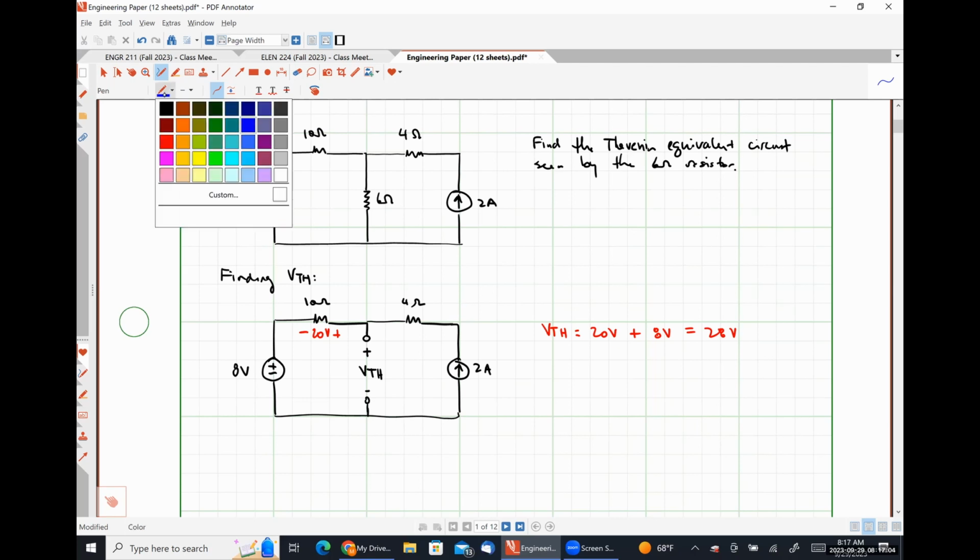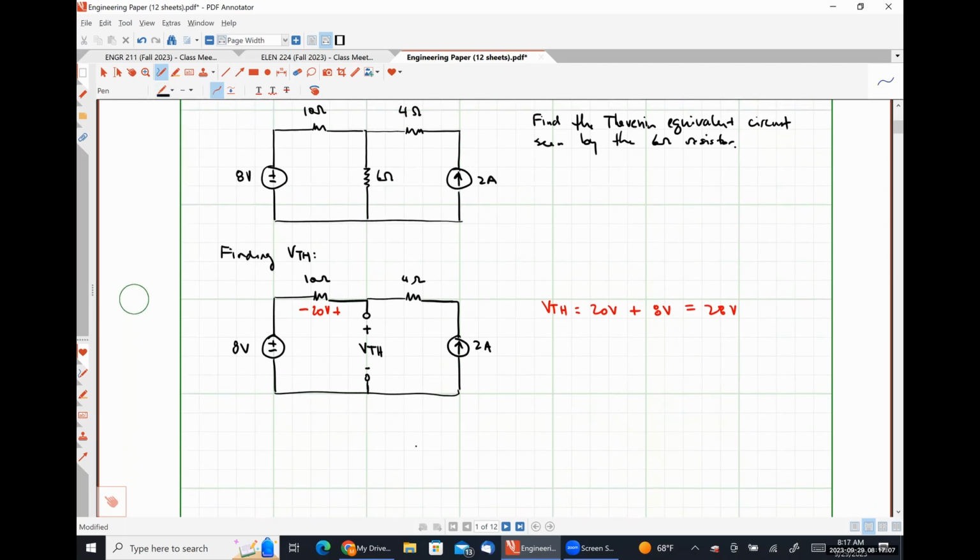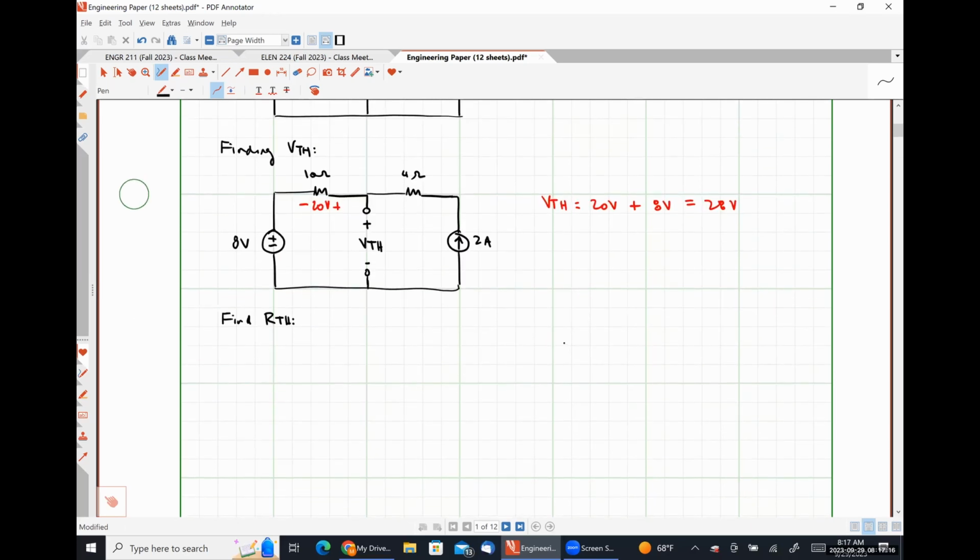So now that we know our Thevenin voltage, we can find our Thevenin resistance. So once again, I'm going to redraw my circuit, and then I'm going to erase some things. So starting with my original circuit, where I have my 8-volt source in series with my 10 ohm resistor, here's a 6 ohm resistor, here is a 4 ohm resistor, here's a 2 amp current source.